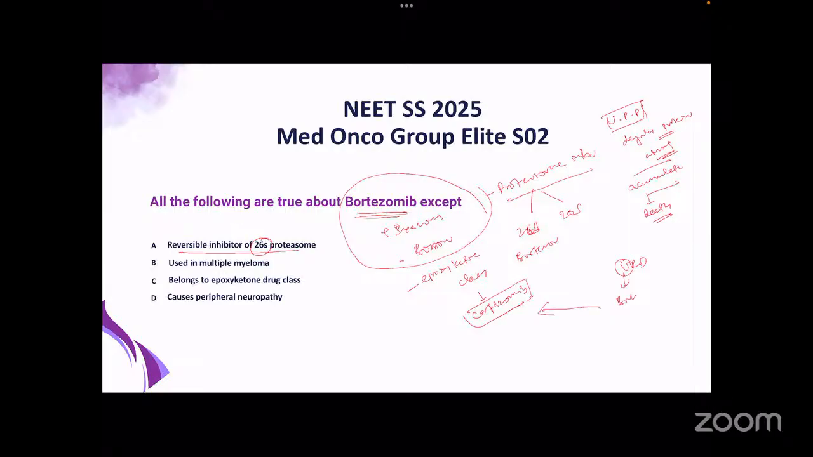Carfilzomib is given intravenously. Bortezomib is given subcutaneously. Intravenously, we have stopped using it because of increasing neuropathy. Carfilzomib is epoxy ketone class and also acts on the 20S proteasome, not on the 26S. It is used in multiple myeloma. It causes peripheral neuropathy. So what is the wrong option? They're asking for the wrong option. The wrong option is the epoxy ketone class, which is carfilzomib. Bortezomib comes under the boron class.